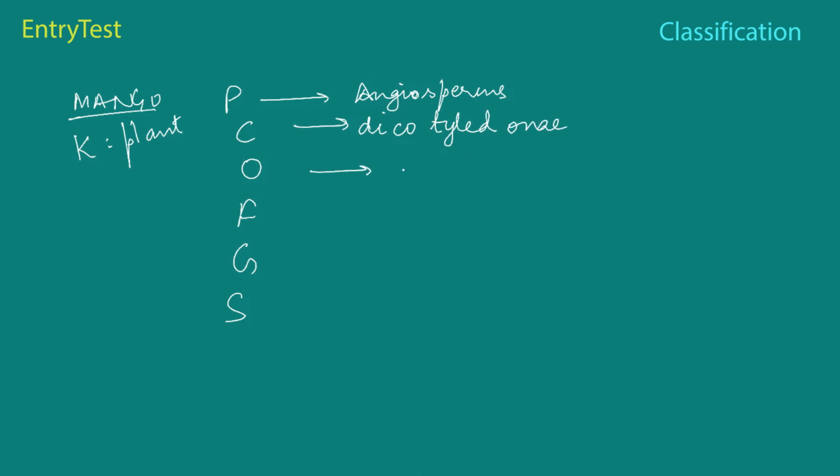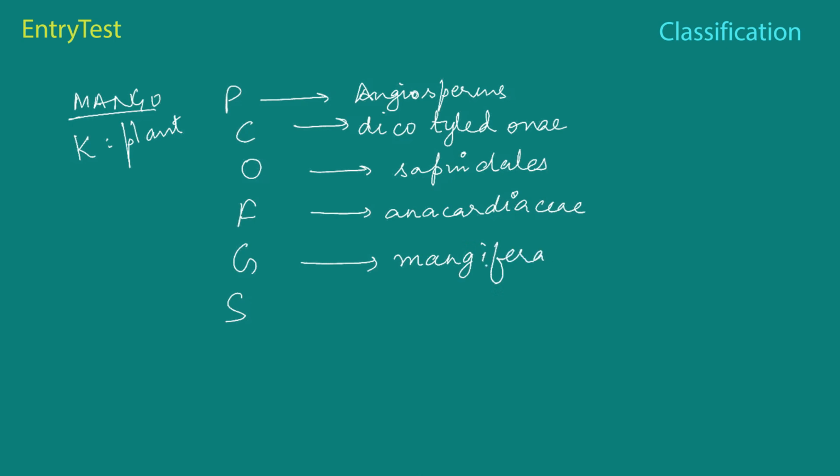Alright, what about the order? Order is Sapindales. Now you don't need to go into details why the order is Sapindales, but that's just an example that I'm giving. What is the family? That is the name of the family. The genus you might remember now, it's Mangifera, and the species name is Indica. So these two will be the only components in the scientific name according to the binomial system of nomenclature.